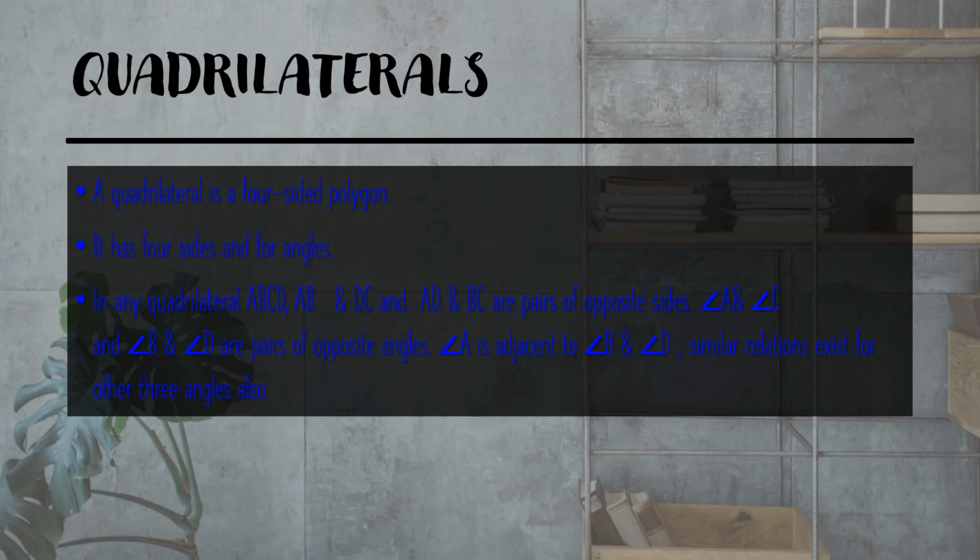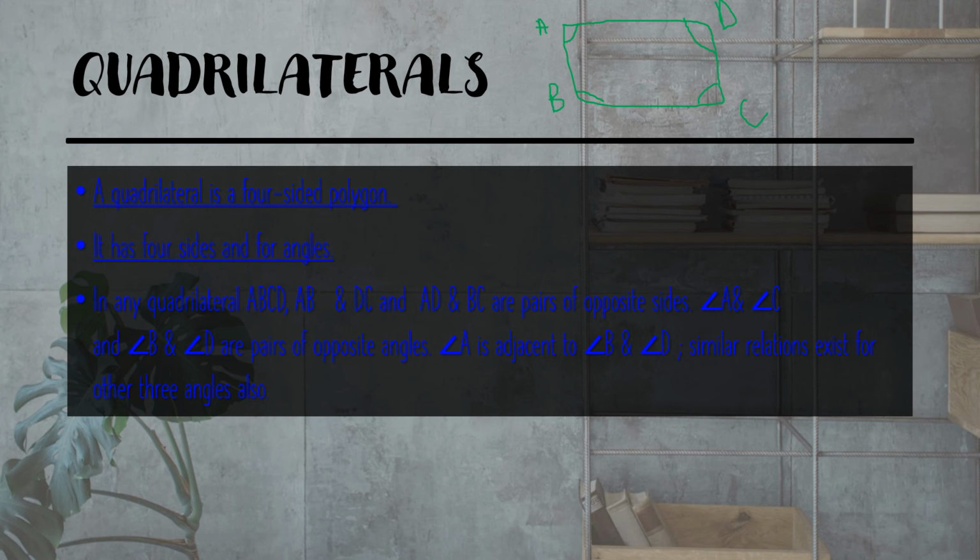Then comes what is a quadrilateral. A quadrilateral is a four-sided polygon. So let us draw a four-sided polygon. This is a four-sided polygon, and let us name it A, B, C and D. A quadrilateral always has four sides and four angles. So the four sides are AB, BC, CD and AD. And the four angles are angle A, angle B, angle C and angle D.